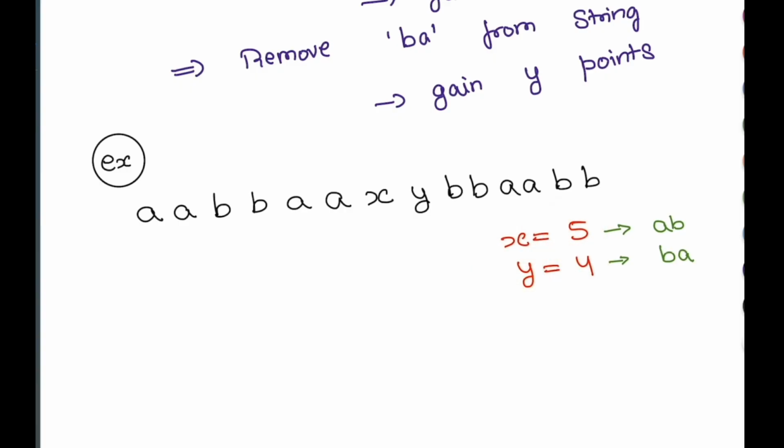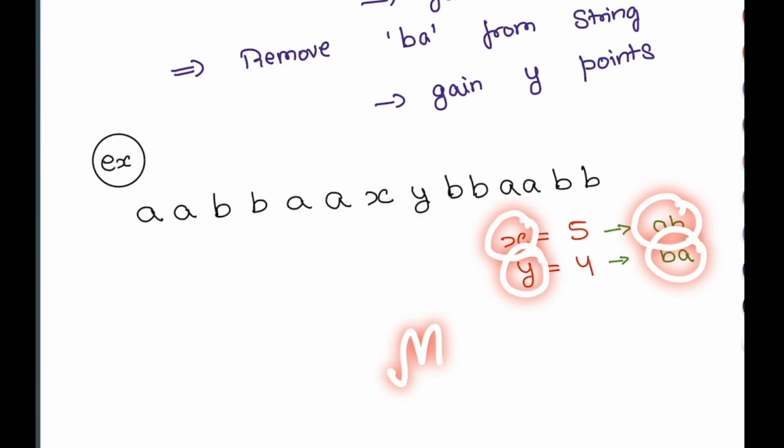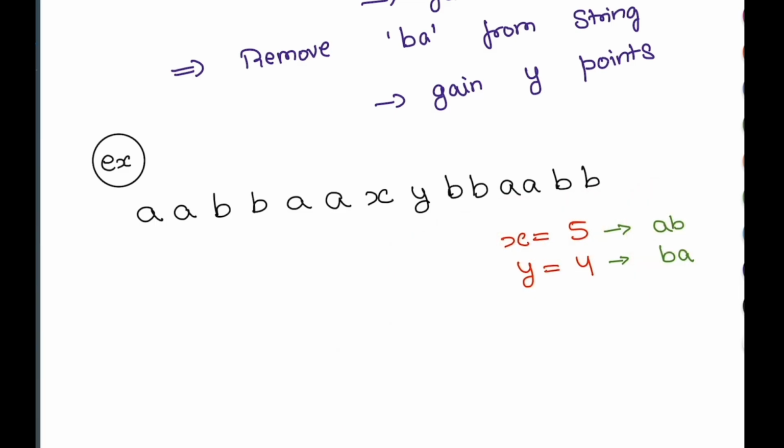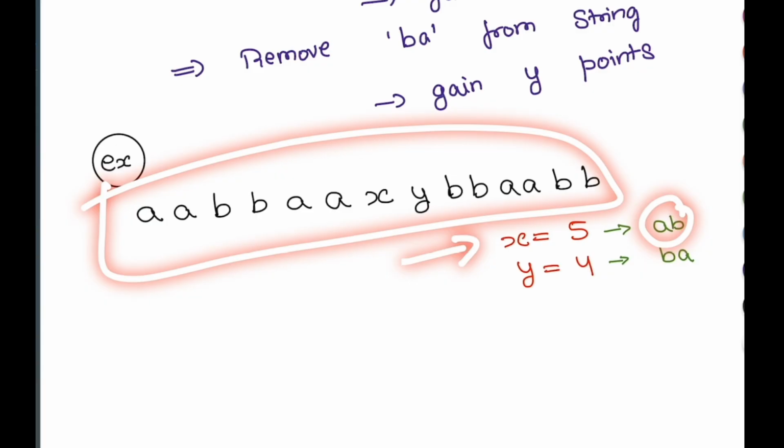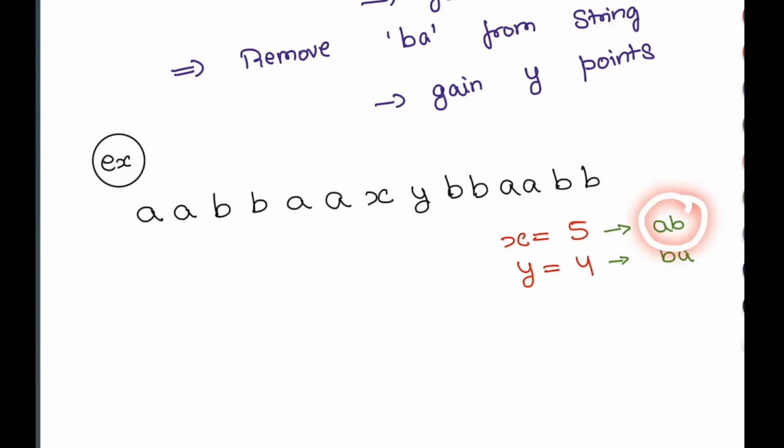It's very simple to understand that if you remove AB, you gain X points, and if you remove BA, you gain Y points. We need to maximize the points, and I can directly see that the value of X is more than the value of Y. If I remove AB, I gain 5 points; if I remove BA, I gain 4 points. So I will remove AB in this case. In this string, I will first start removing all the ABs.